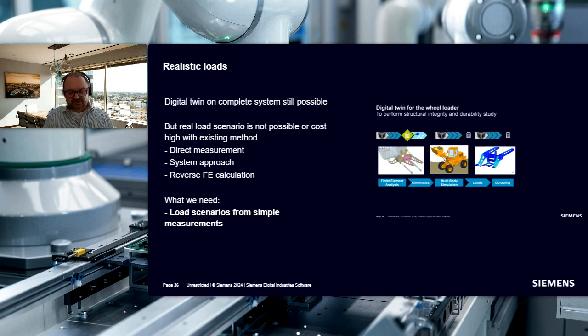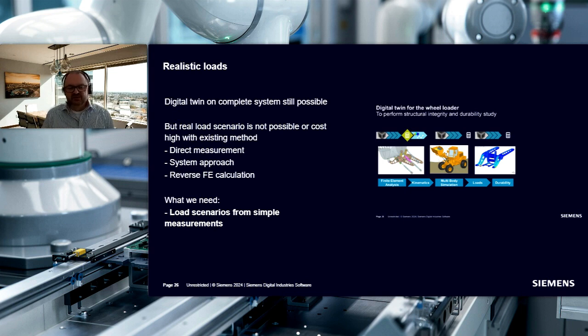You can still do that with a system level approach. You model, for example, a complete reloader, and you want to know what kind of local loads are on this boom, and you can do this with the so-called multi-body simulation. And this integration with durability, you may have seen on the slides before, is well established. We have done that for 20, 25 years now. But still, knowing the maneuvers is still an issue.